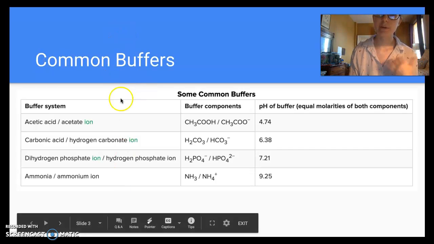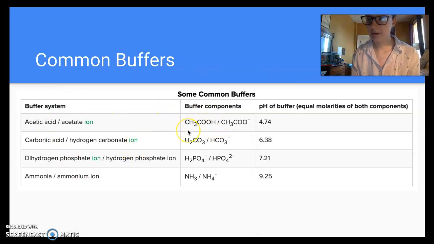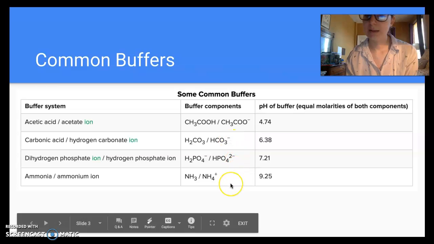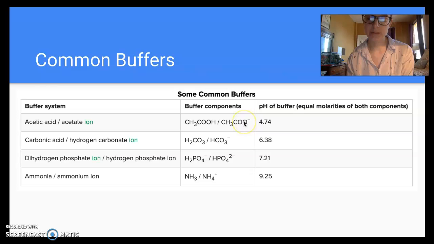So some common buffer examples are acetic acid, which is vinegar, a weak acid, and the acetate ion. This acetate ion, for it to be a salt, could have been bound to, for example, sodium, Na+, or any other group 1 metal, maybe a group 2 metal. You want this to be a soluble salt. Typically group 1 metals are very soluble when bound to an ion in a salt.